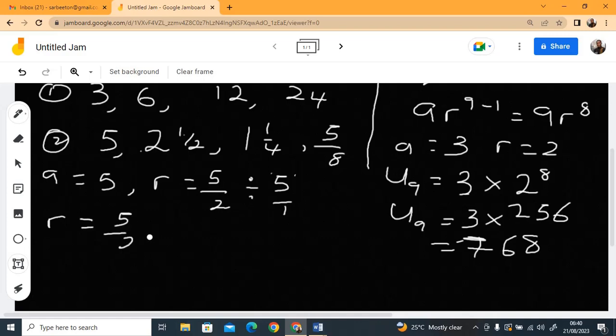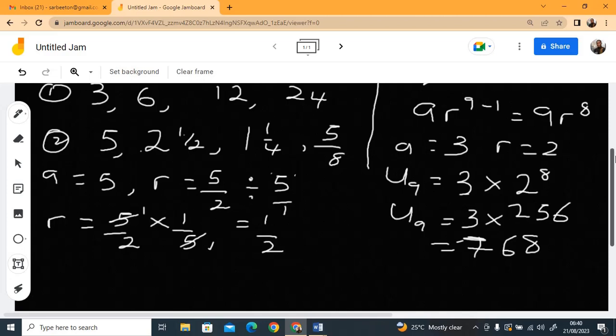In your primary school, you are told to change this division to times. This one will go up, this one will come down: 1 over 5. 5 here, 1. 5 here, 1. 1 times 1 is 1. 2 times 1 is 2. So the common ratio is 1 over 2.